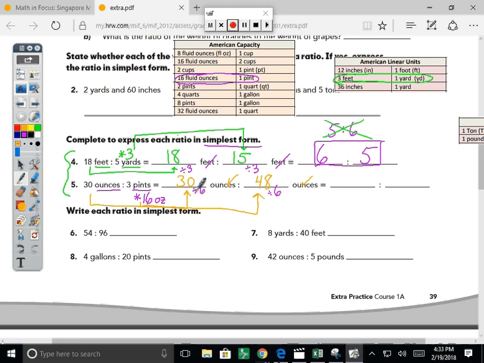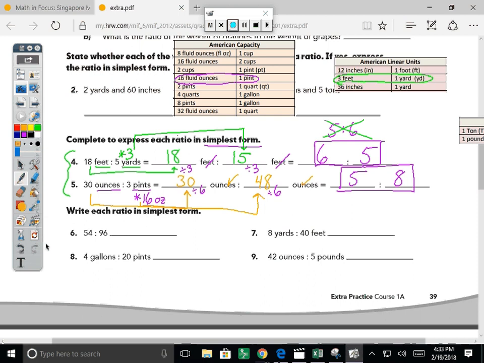So the first term is 30 divided by 6. That will get me 5 in the first position. And 48 divided by 6, if you check your charts, or if you remember 6 times 8 is 48, 8 will work for the second term. Is this in simplest form? If not, you could always simplify again. But if you take a look, this actually works. Final answer, 5 to 8.